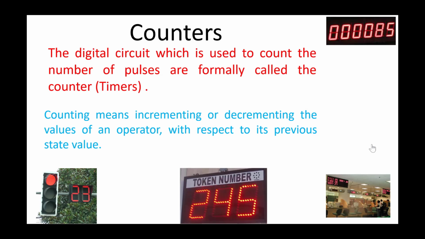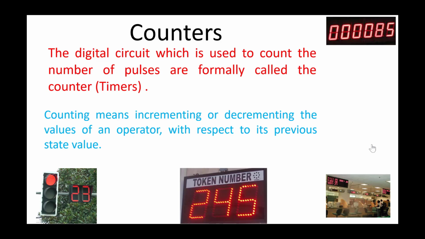Now let us start with the counter. A counter is a digital circuit which is going to count an event or a pulse or a certain thing, either in incrementing fashion or decrementing fashion, either increasing order or decreasing order. To understand in the simplest fashion, let us take a token number system. If you go to any bank or any hospital, you will be given a token number, and the doctor will press the button. The moment he presses the button, your token number will change to the next number. So if it is 5, then it goes to 6, then 7, and it goes on.